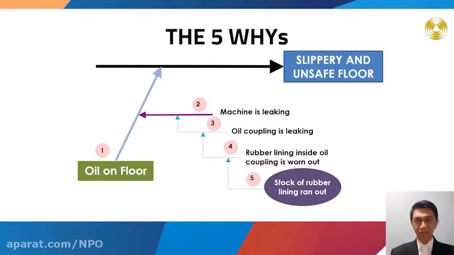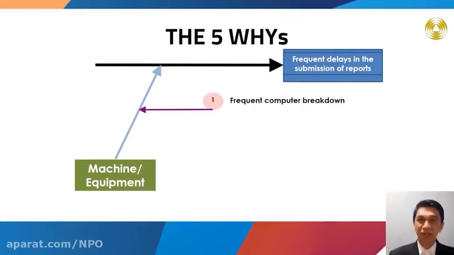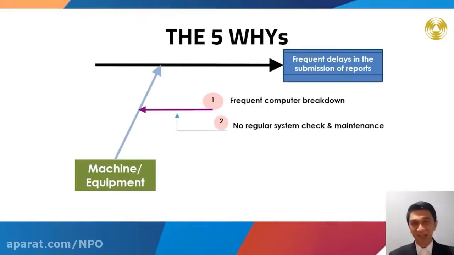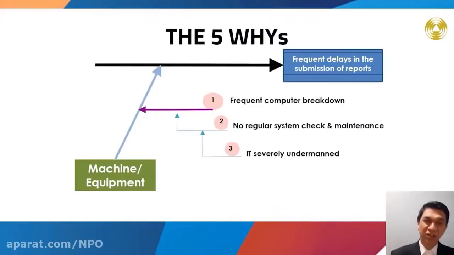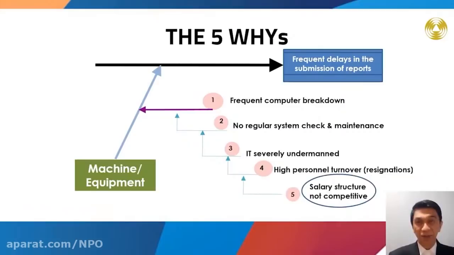Another example, frequent delays in the submission of reports. Why? Because of frequent computer breakdown. So what then? Why do you frequently encounter computer breakdown? Because there is no regular system check and maintenance of the computer. Why? Because the IT section is severely undermanned. Why is that section severely undermanned? Because of high personnel turnover. A lot of people are resigning from that department. Why? Because the salary structure is not competitive.